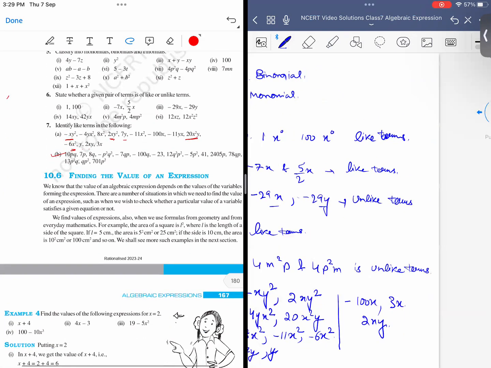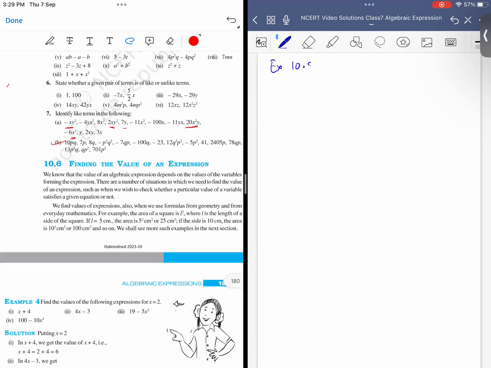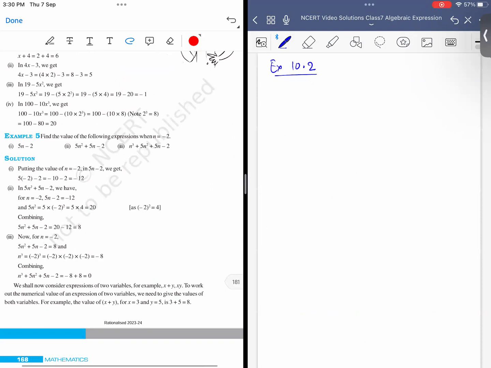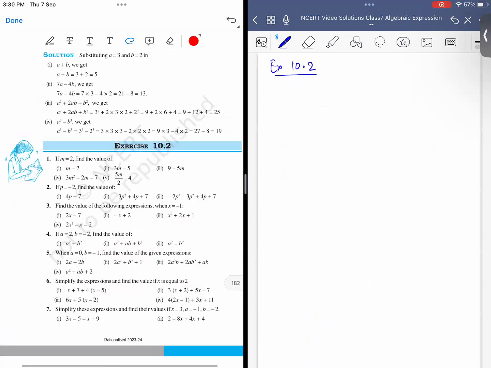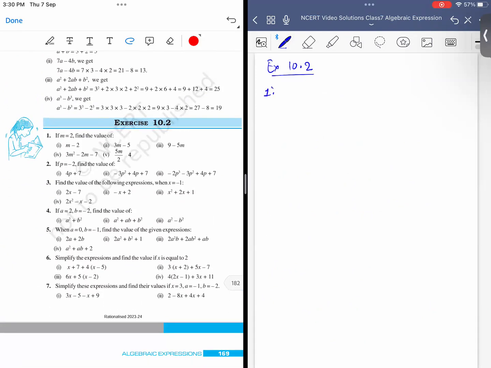Now come to the next exercise, exercise 10.2. Question 1. If m is equal to 2, find the value of. For given values of m, we need to find the value of the given algebraic expression. The first one, in place of m you put 2: m minus 2. For m equal to 2, 2 minus 2 is 0. Likewise, we can do the rest of the question.